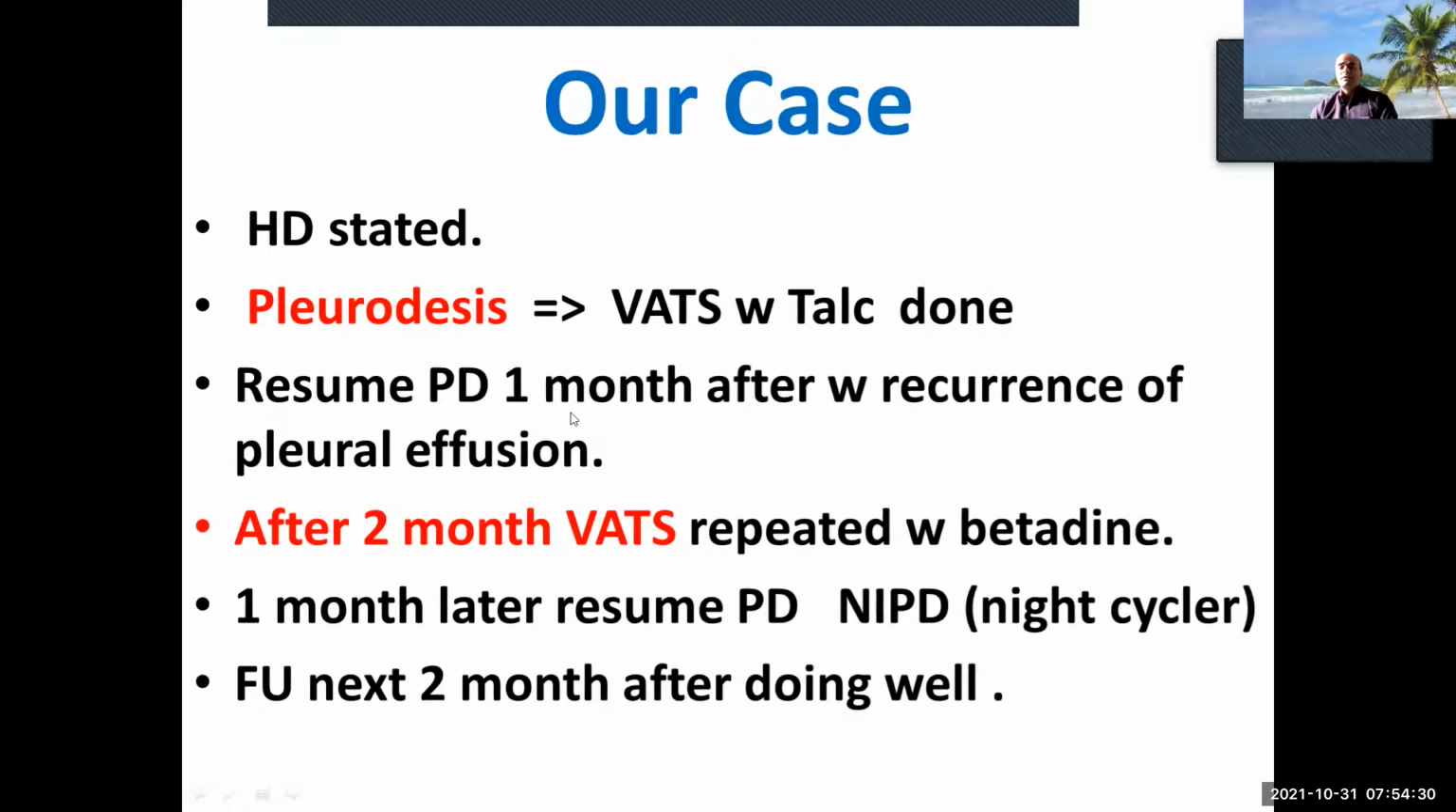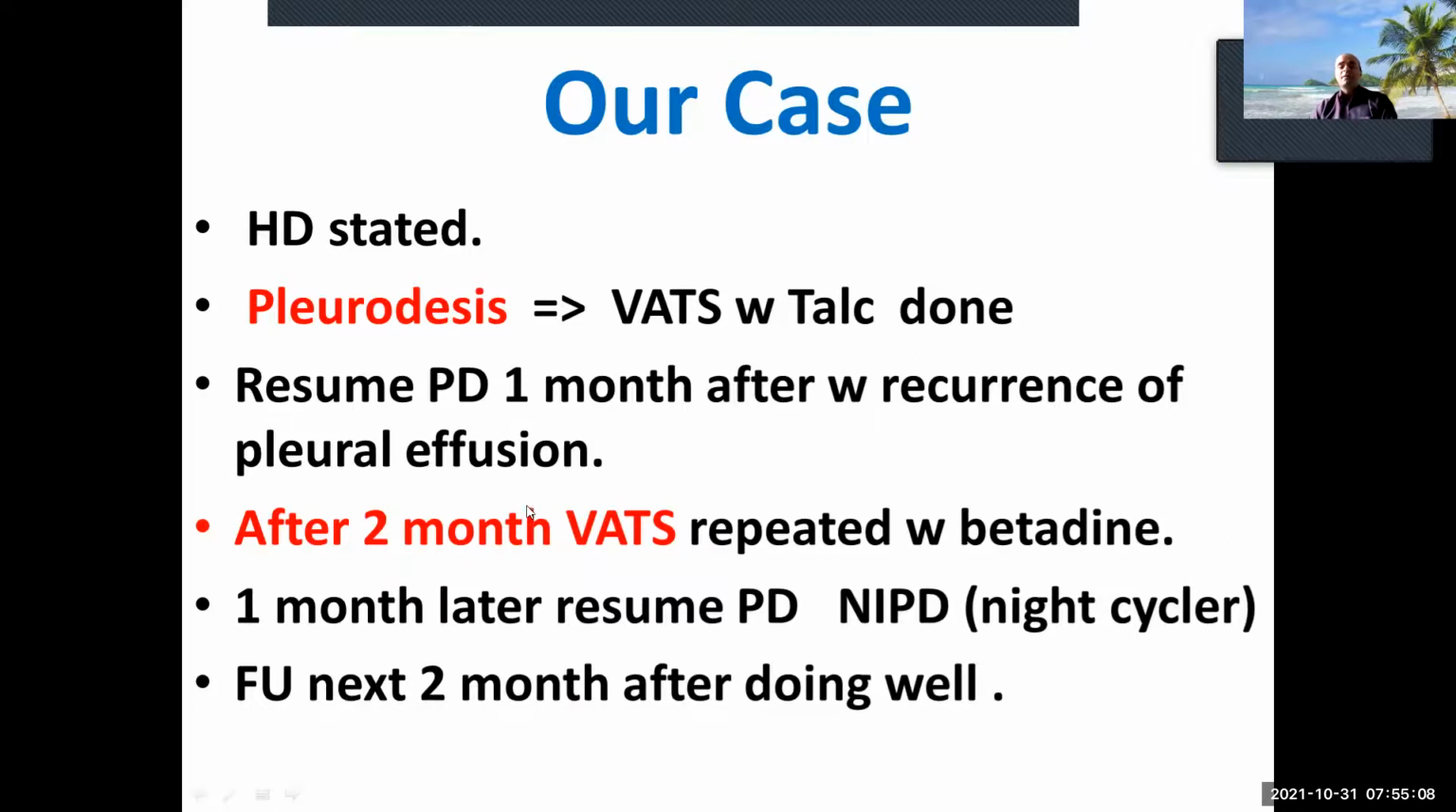After 1 month, the patient resumed his PD and we followed up. We found a recurrence of his pleural effusion. Two months after that, the patient insisted on continuing PD and asked for another video-assisted thoracoscopy, repeated with betadine. One month later he resumed PD again, at night cycles, small amount, sitting position, and follow-up for 2 months. After that the patient is doing perfectly and continues PD.